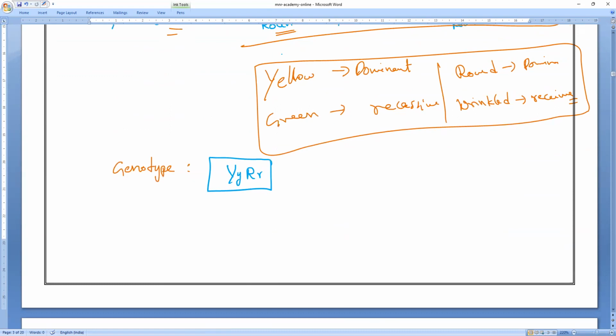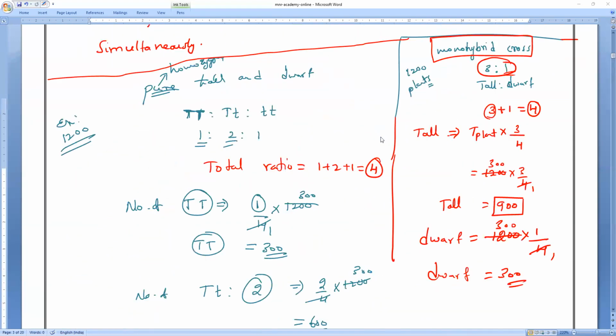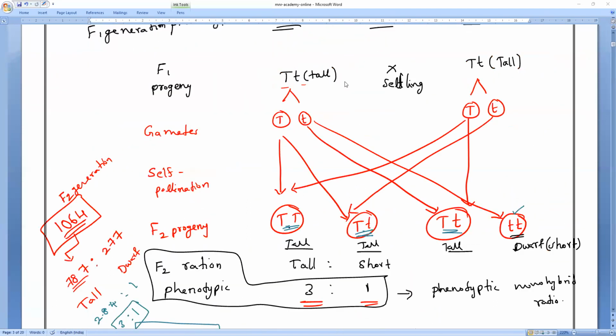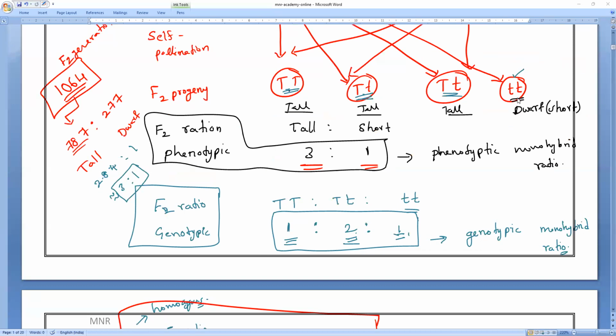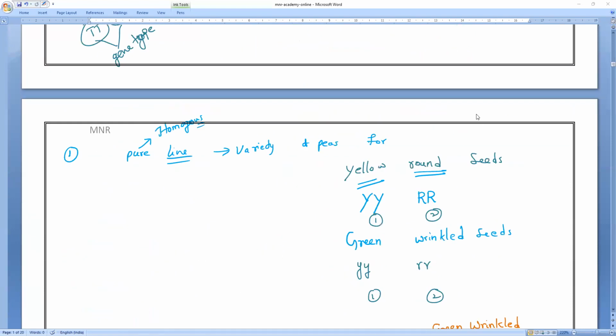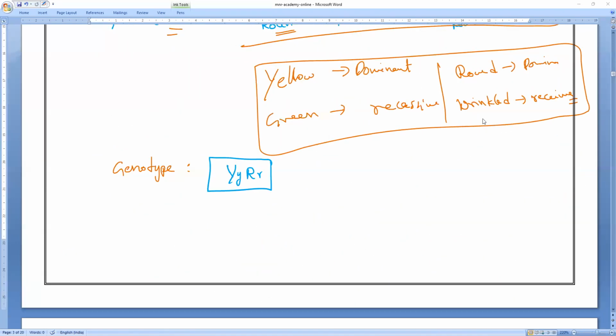The character which disappears in the first generation, the F1 generation, will reappear in which generation, everybody? In the F1 generation it disappears. It will reappear in which generation? Even we have noticed it in monohybrid also. Dwarfness disappears in the F1 generation and again reappears in which? F2 generation. That is what we call the law of segregation. Tomorrow we will study that.